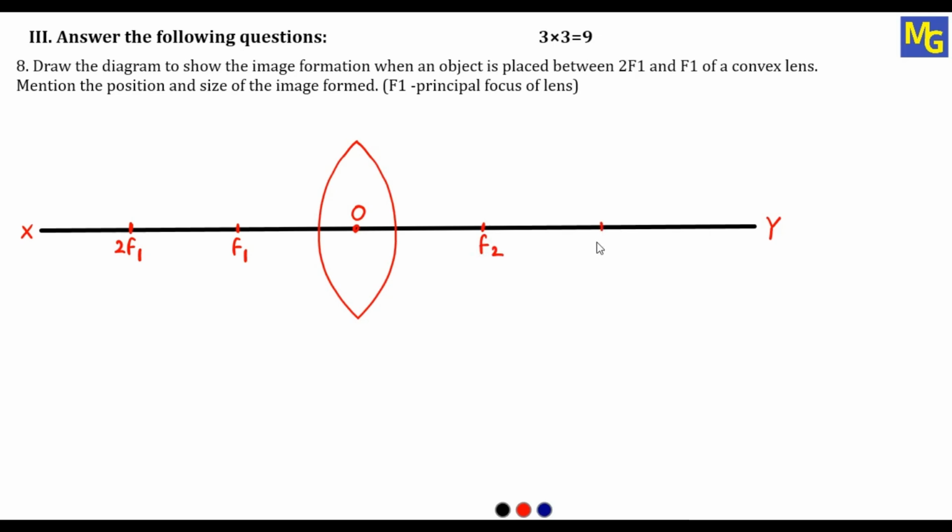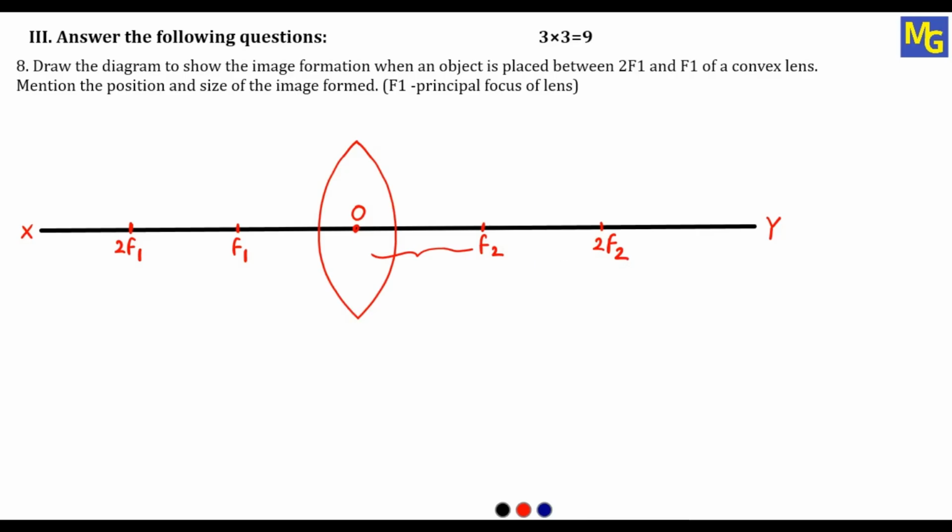Because a lens is a combination of 2 prisms, we get a principal focus on both sides. So here I'll write F1. If this distance is equal to this distance, then this will be 2F1. Similarly, if this distance is the same on the other side, then this will be 2F2. So this is the labeling.